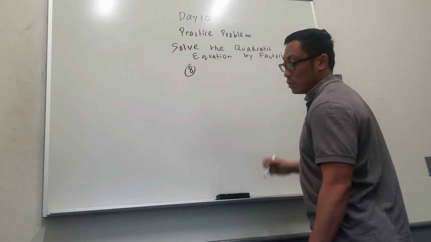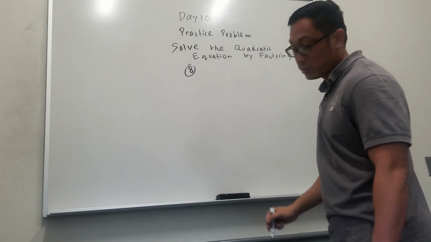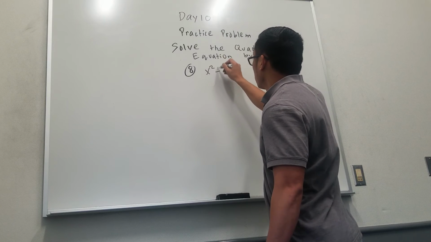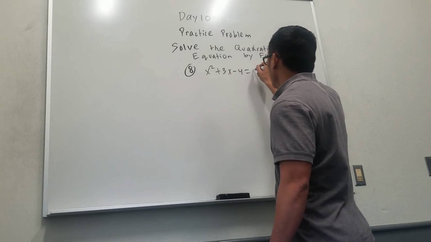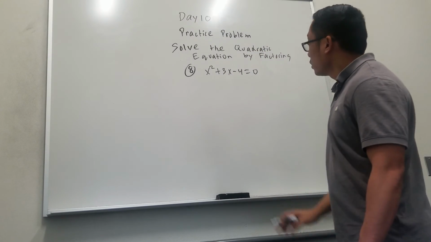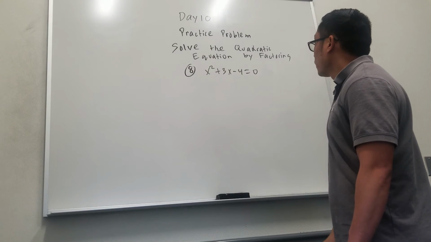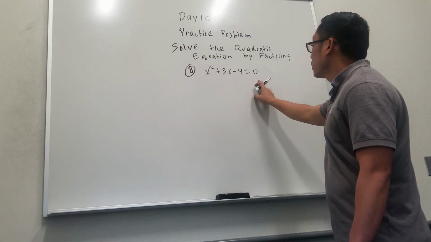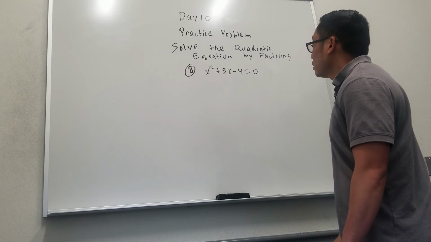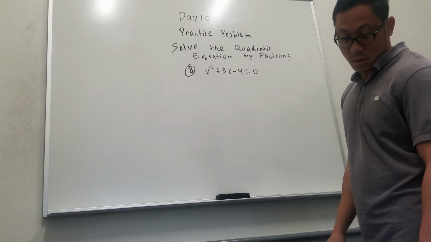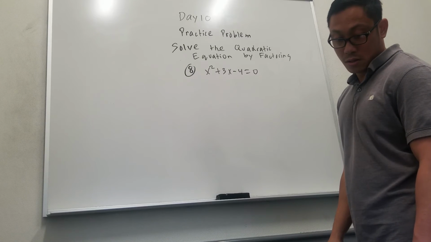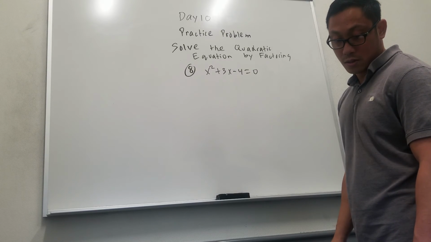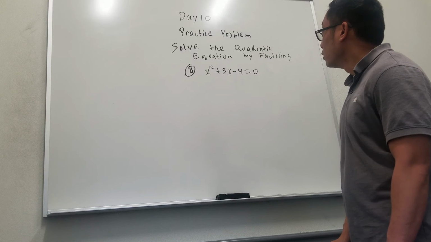Okay, so let's do the problem. x squared plus 3x minus 4 is equal to 0. As you notice, it's equal to 0, so we can factor now. So the goal is when you have a quadratic equation, you want to set it equal to 0 first, and it's already equal to 0, so that makes it easy for us. Okay, so try it out.